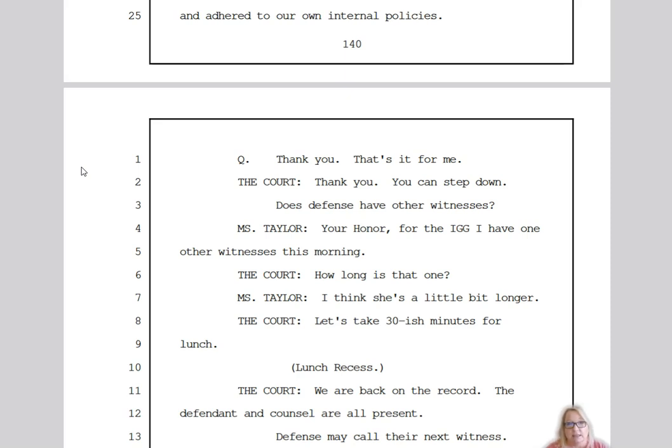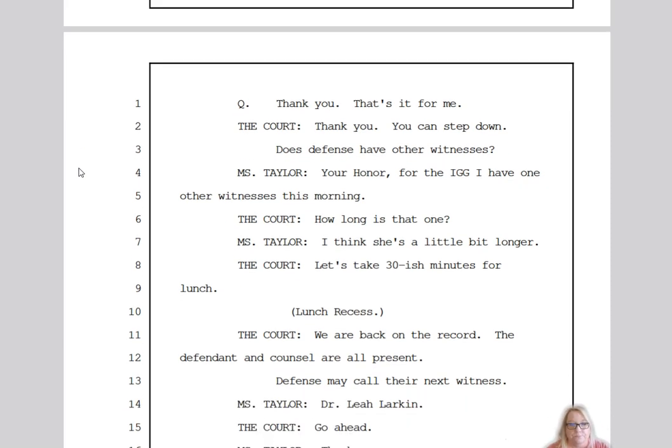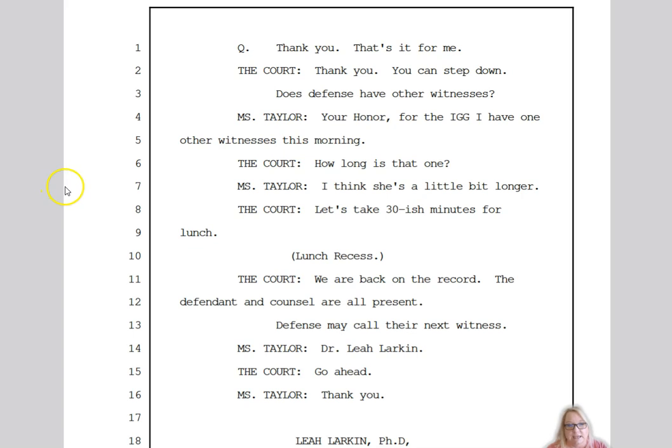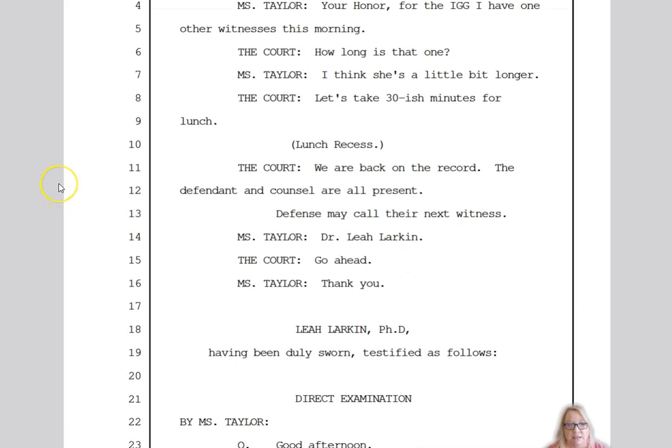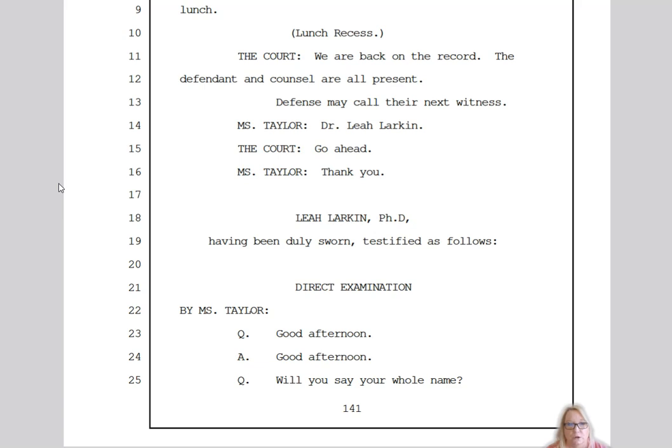Basically, any test, anything that they do, all should follow the same thing, whether they got a good result or not. Any work should follow the work rules, okay? So she says, okay, that's it. You can step down. Do they have any other witnesses? She says she has one witness, and they're going to go to lunch. So we are going to end this one here.